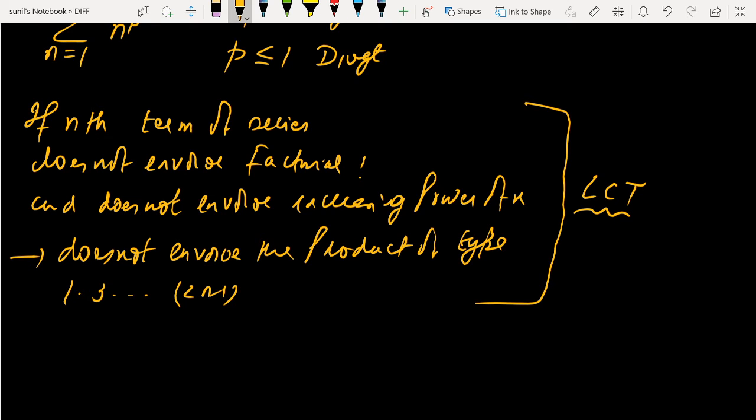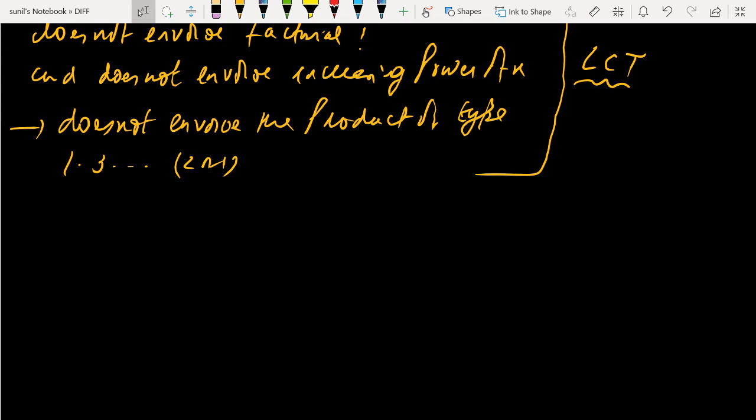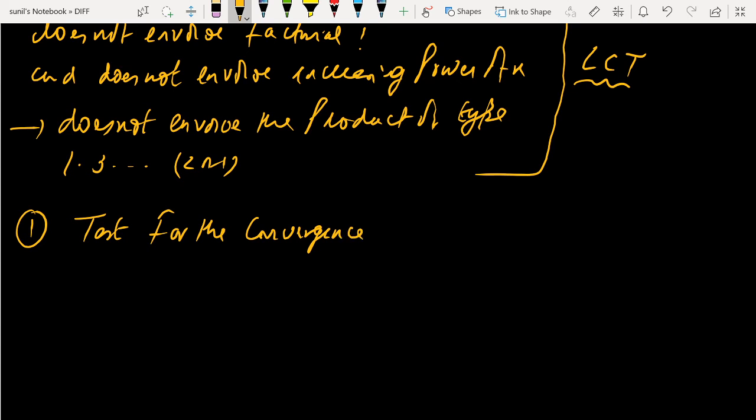Now I'm going to solve a few problems so that you can understand it. The question is something like this. Number 1, test for the convergence. The series is 1 upon 1 into 2 plus 1 upon 2 into 3 plus 1 upon 3 into 4 and so on. Your first task is to get the nth term of it.